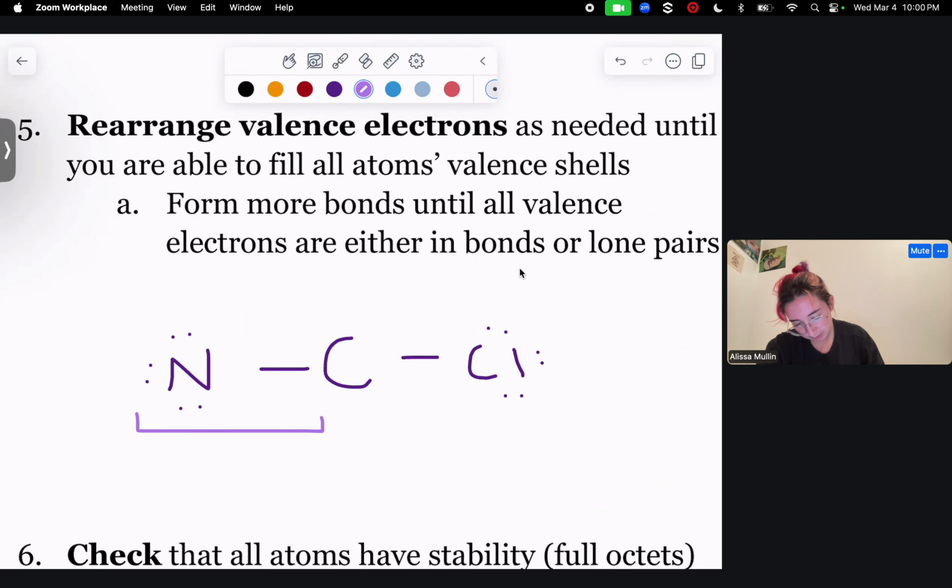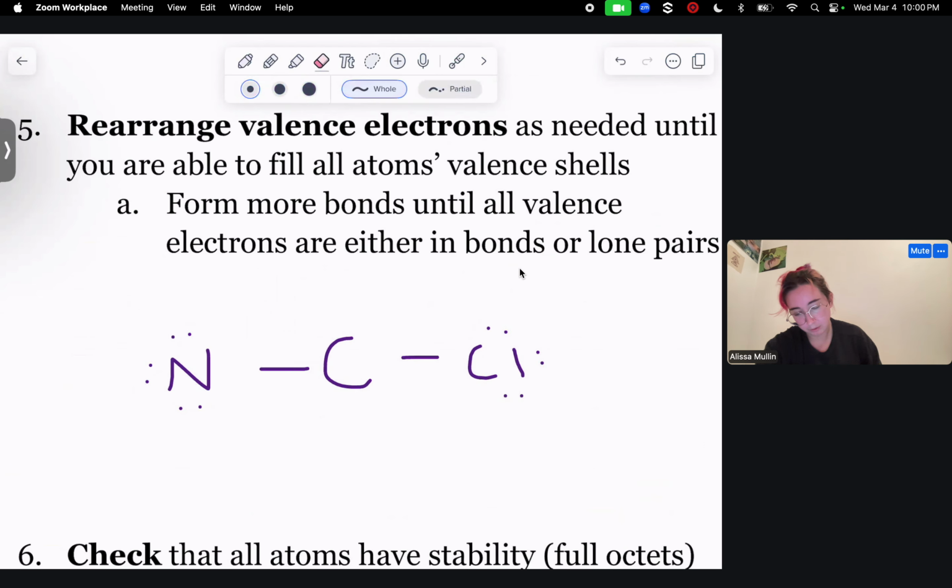Right, 1, 2, 3, 4, 5, 6. And then it has a line. And remember the line is 2. So 7 and 8 represented there. Okay, so nitrogen's pretty happy right now. As far as it's concerned, we're done. But you have to check all of the partners.